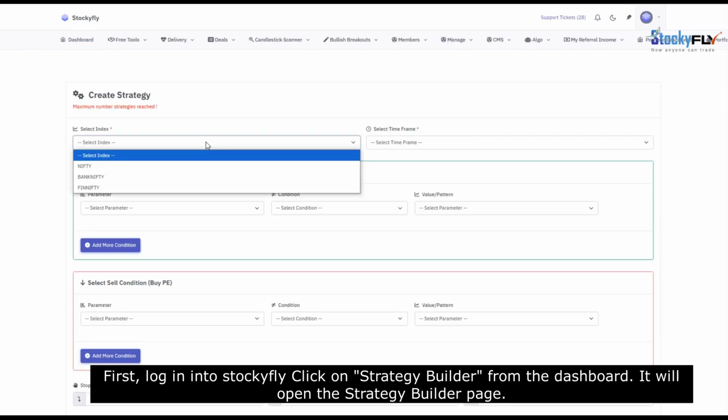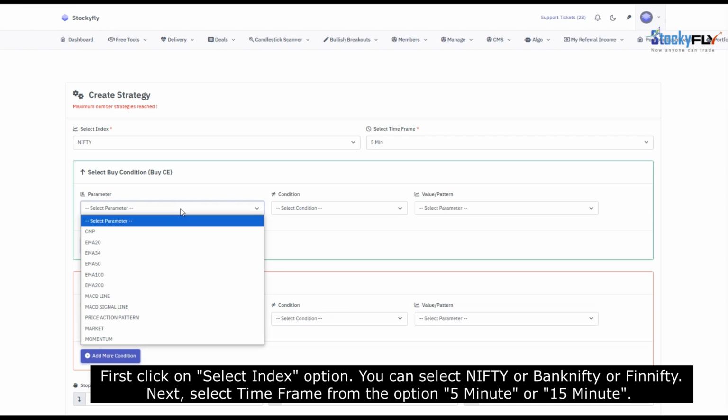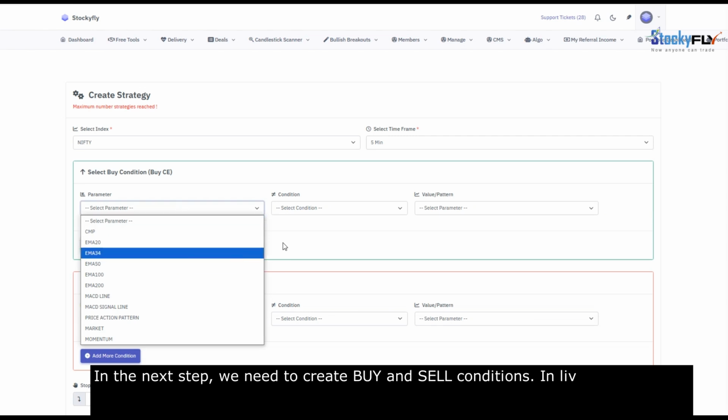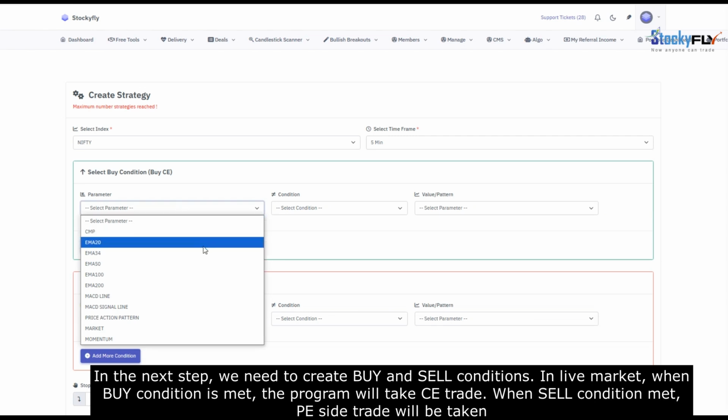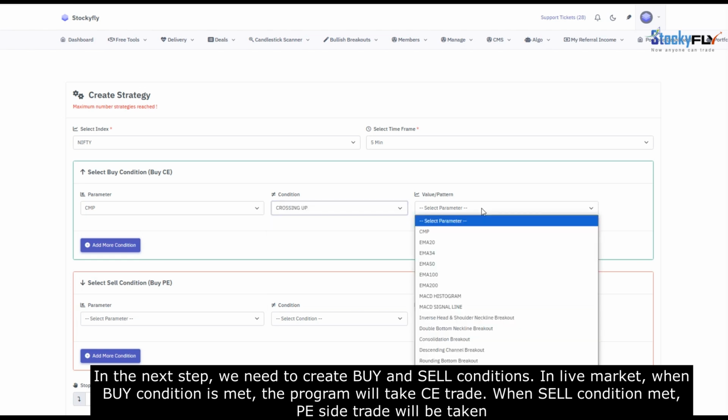First, click on Select Index option. You can select NIFTY or BANKNIFTY or FINNIFTY. Next, select time frame from the option 5-minute or 15-minute. In the next step, we need to create buy and sell conditions. In live market, when buy condition is met, the program will take CE trade. When sell condition is met, PE side trade will be taken.